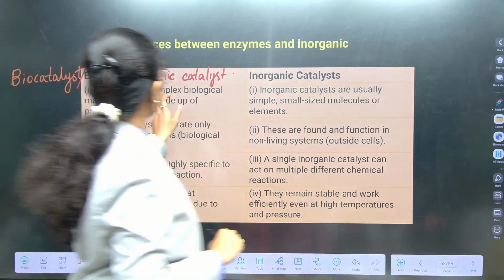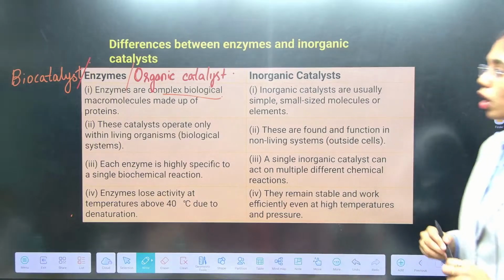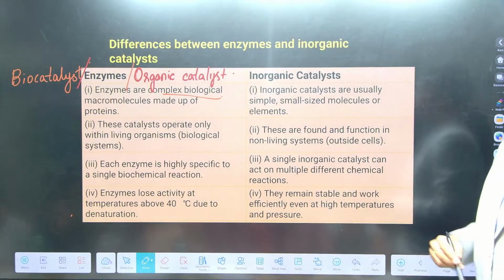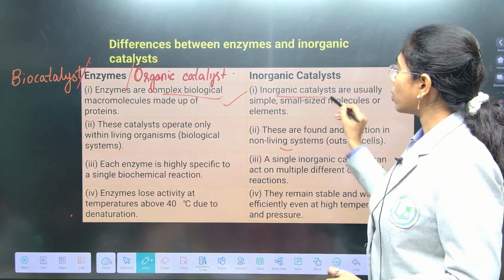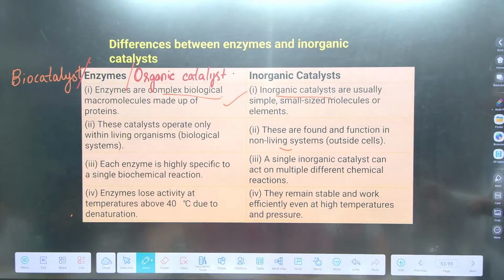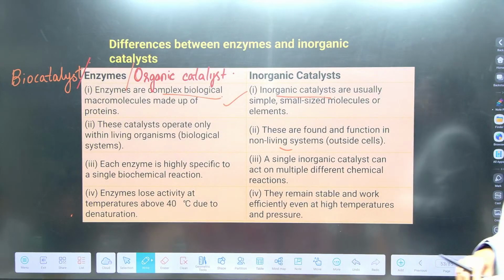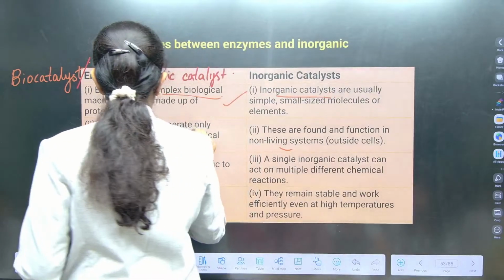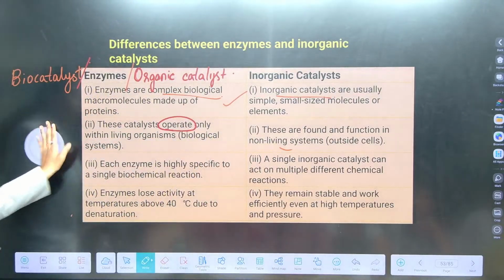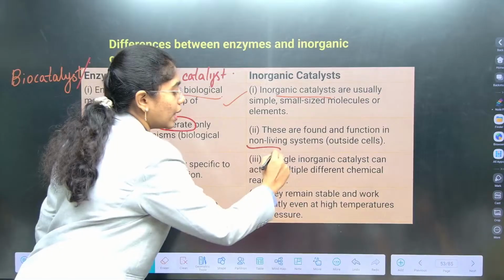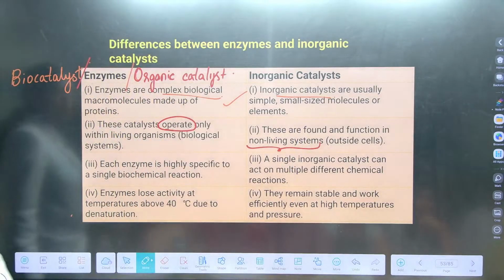Here we go. Enzymes are complex biological macromolecules. They are made up of different proteins, whereas inorganic catalysts are usually simple, small-sized molecules or elements. Enzymes operate only in living organisms, but inorganic catalysts are found in non-living systems, that is, outside the cells as well.